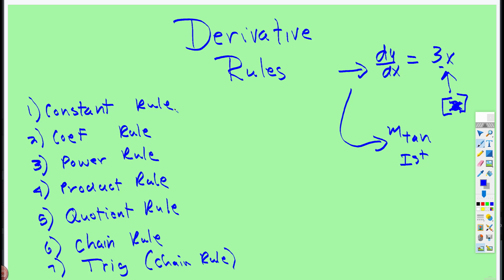So we're going to talk about the constant rule, coefficient rule, power rule, product, quotient, chain, and then how the chain rule is applied to trig. We will be doing the basic ones. There are logarithmic ones, exponential ones. There are some others, but we're going to start off with the basic ones.